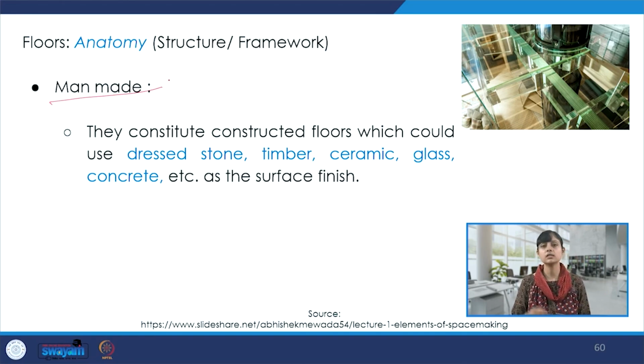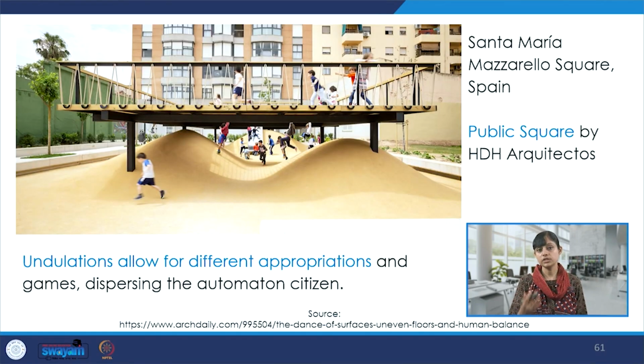Continuing with man-made, we could use dressed stone, timber, ceramic, and different materials like glass, concrete, even some composite materials, etc. And customized surface finishes could be created. Undulations allow for different appropriations, and we can sometimes think about this kind of floor treatment depending on what project we are creating the surface for. Especially when we talk about games, or certain space demarcation mechanisms, we could use undulations as part of the design vocabulary. And we see a case study over here of a public square.